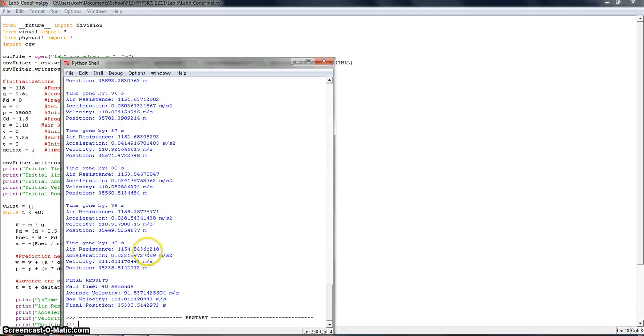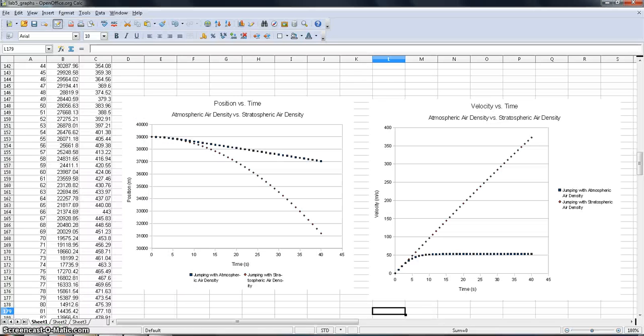This time we see that after 40 seconds, Felix only has a velocity of 111 meters per second as compared to 377 before. After plotting the results of our two model runs, these two graphs are produced. Again, the red line represents Felix falling through the stratosphere, which has a near negligible air density, and the blue line represents Felix falling through the atmosphere, which has a much greater air density.